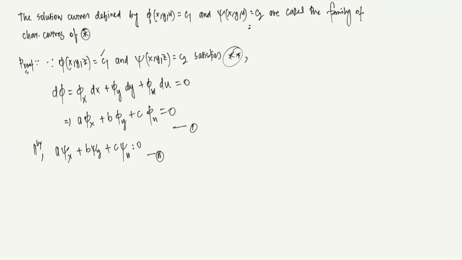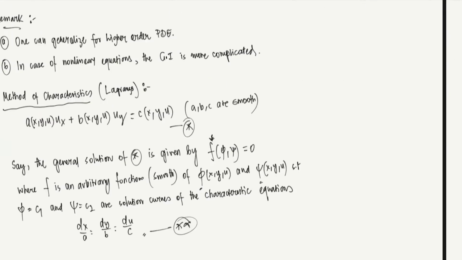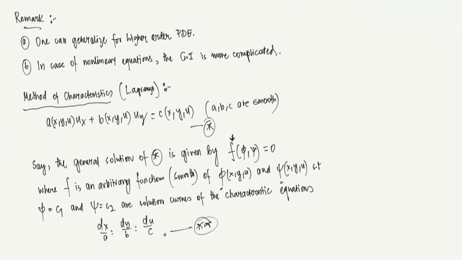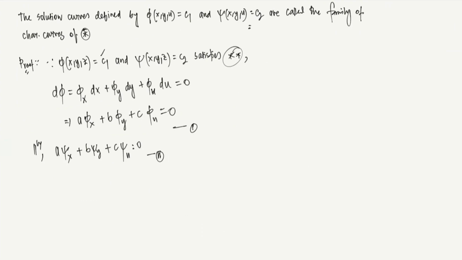Please understand what I'm trying to do. What I'm saying is this: if you are given this equation, then the general solution will be given by this. This is the theorem which we are trying to prove. If you are given this equation star, the general solution will be given by some arbitrary function small f of phi psi, where phi and psi are constants along the characteristic curves. So we want to show that. For that, we are starting with phi is constant and psi is constant. If phi and psi are constant, then these two equations 1 and 2 we are going to get.